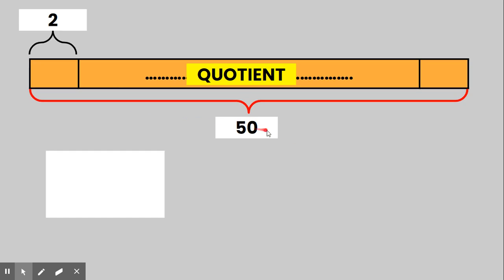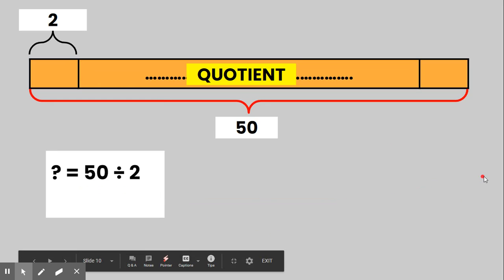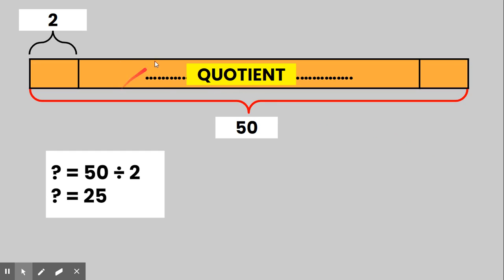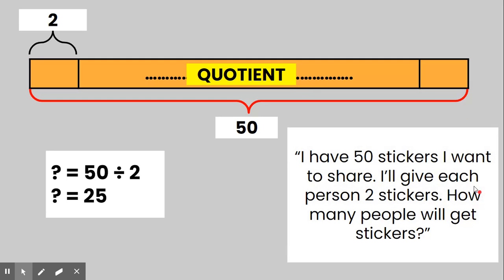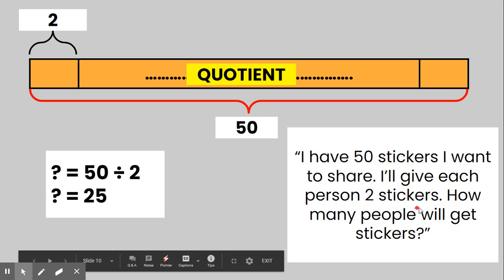We can divide the whole value, 50, by the value of a single part, which is 2. 50 divided by 2, that's 25. So that means this bar model should be split into 25 equal pieces. I have 50 stickers I want to share. I'll give each person 2 stickers. How many people will get stickers?